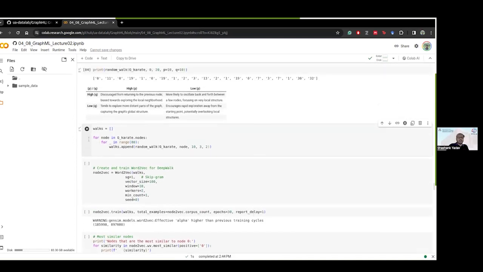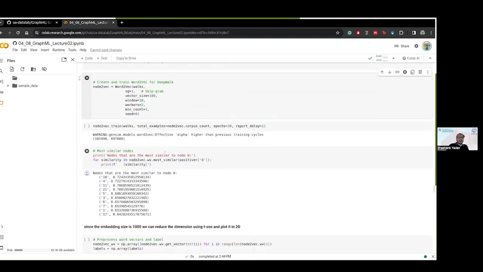Okay, let's do some walks. And again, since now we have the random walk order, we can do this word2vec formulation here. And then we can do node2vec train. Okay, so now this model is trained and now we can ask this question: which nodes are similar to node 0?